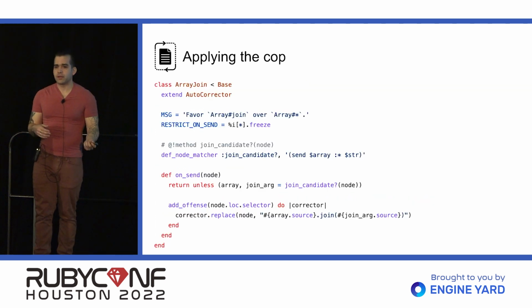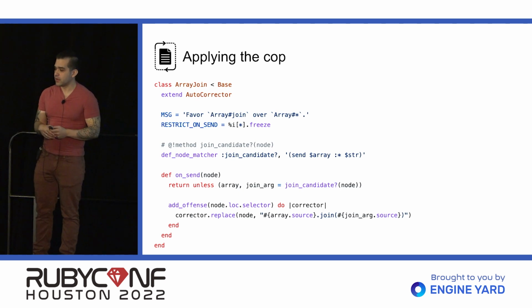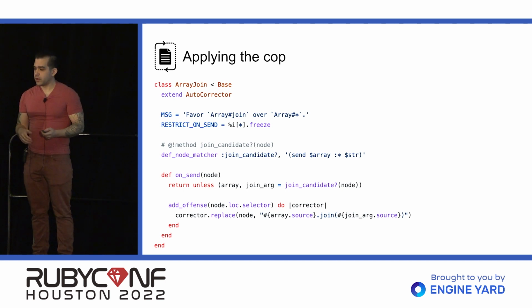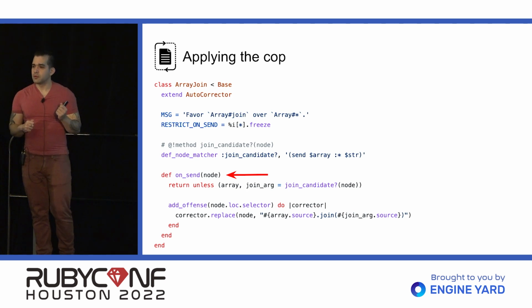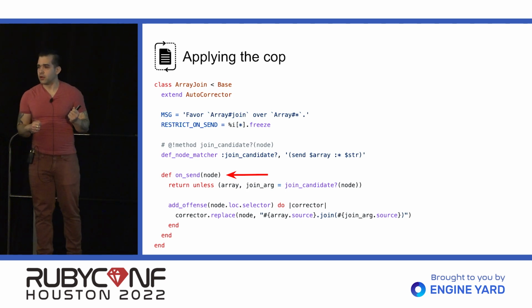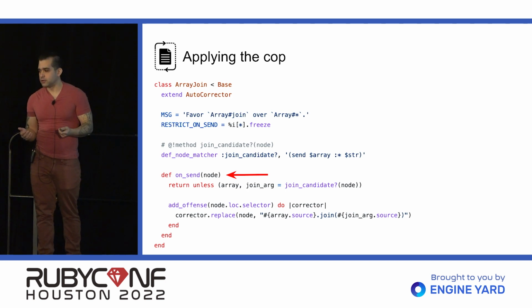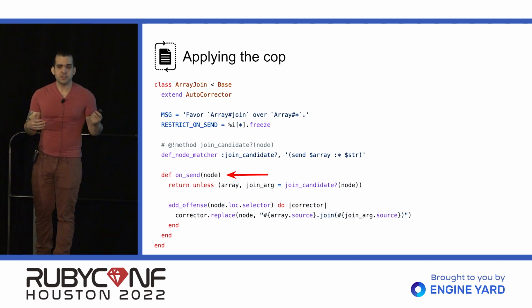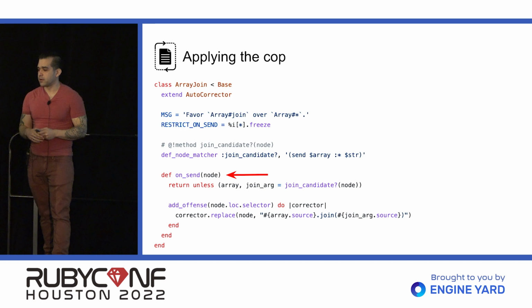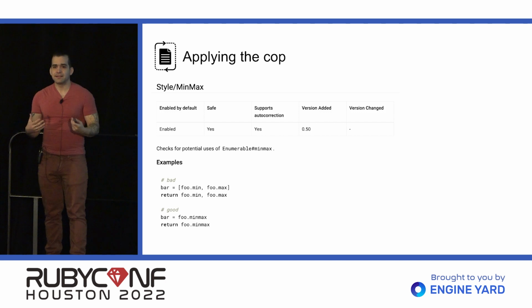And if we were to look at what the cop for that array join cop looks like, the source code for this, while there's a lot going on here, the main thing here is that the cop just defines an onSend method. And this is passed every send node. So this cop, when run through RuboCop, will see every method call that is in your source code. And this will allow the cop to ask specific questions to that method call. Is the receiver an array? Is the method named star? And if it matches everything that it needs to match, it can record an appropriate offense. And this is how each cop ties into the source code.